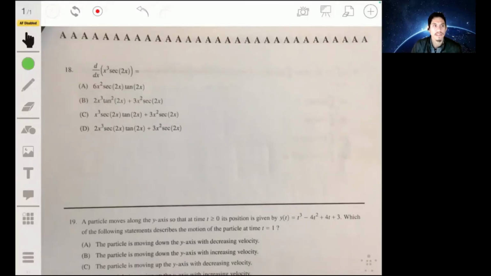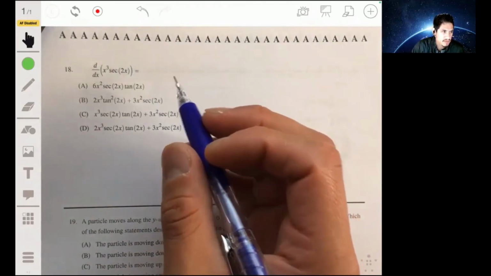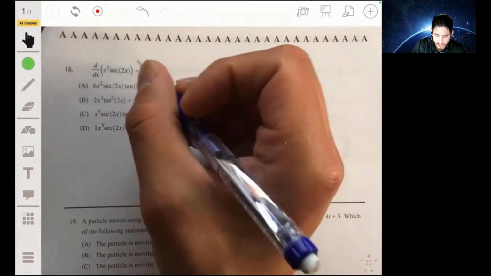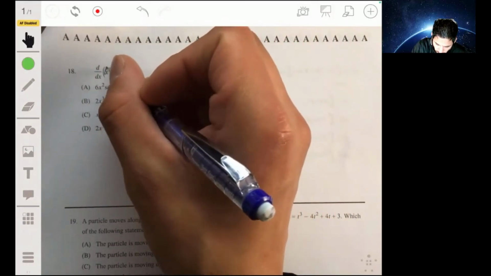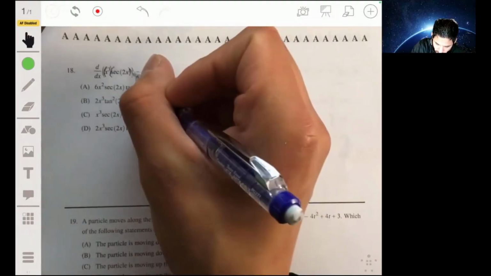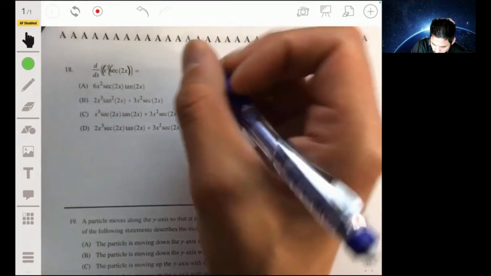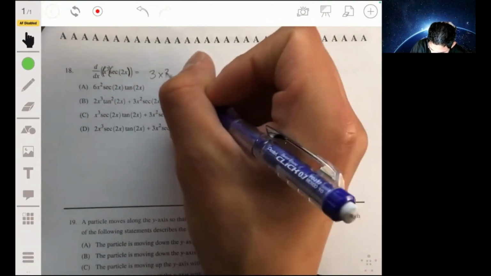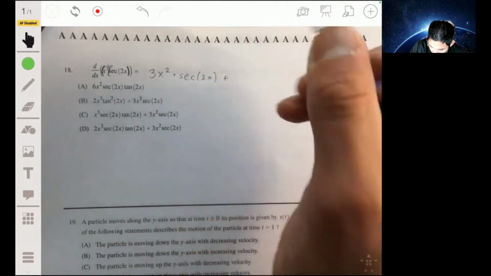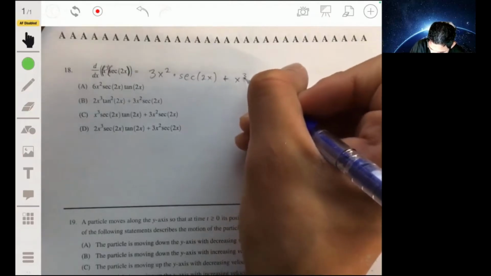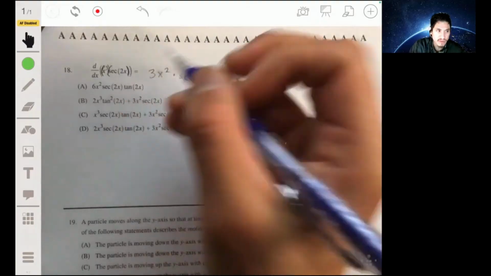All right, so in problem 18, we're going to take the derivative of x cubed times the secant of 2x. So this is going to involve using the product rule and the chain rule. So we have our two functions that we're multiplying by one another, sort of. We have three functions, but what we're going to do first is take the derivative of x cubed, 3x squared, and leave secant of 2x just as it is. And then we're going to add x cubed, we leave that function the way it is, multiplied by the derivative of the secant of 2x.